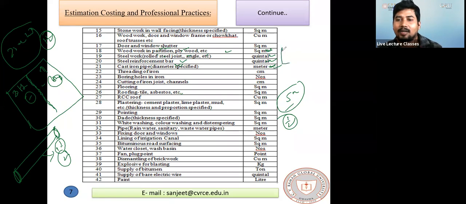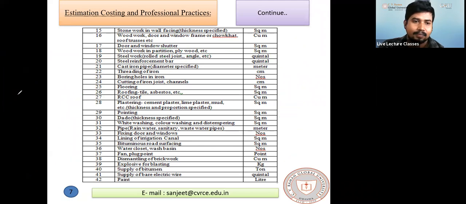Suppose you want a rainwater pipe. Suppose I want a pipe that will drain the water from my rooftop. So this is my building. Let me erase this. Suppose this is my building, right? This is my roof portion. Here I need to fix a rainwater pipe. This is my rainwater pipe. It will drain the rainwater from the rooftop. This is my rooftop area. It will drain the water.